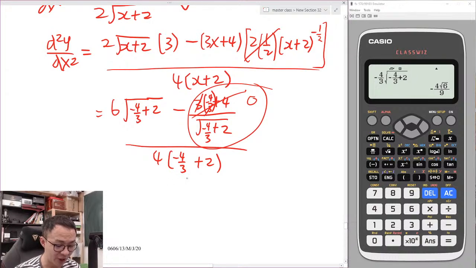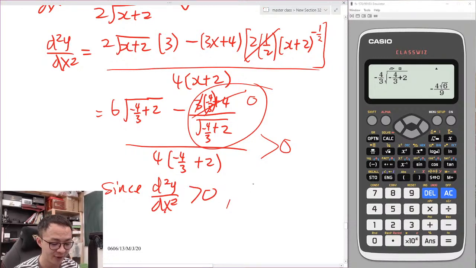Based on what I'm seeing here, it's a positive answer. So it's definitely bigger than 0. So since d2y/dx squared is bigger than 0, therefore it is minimum.